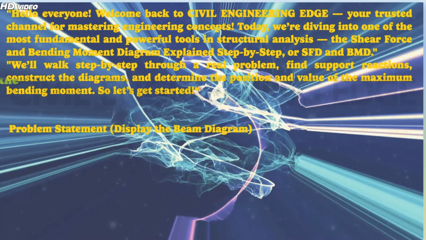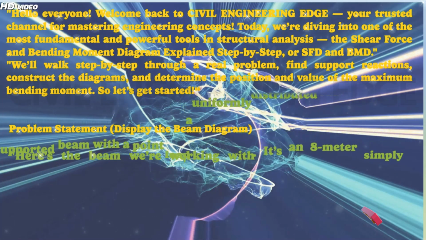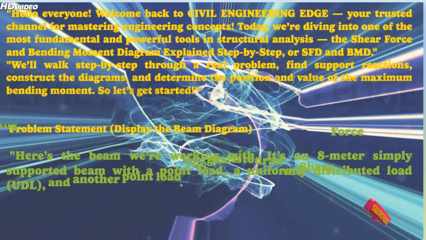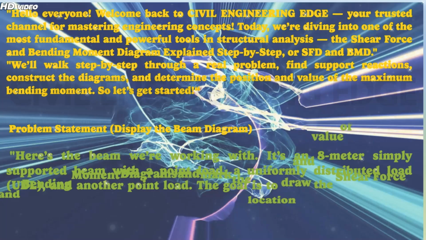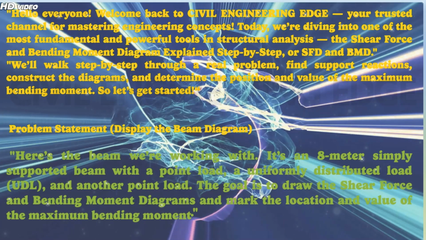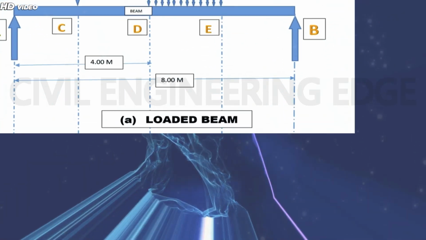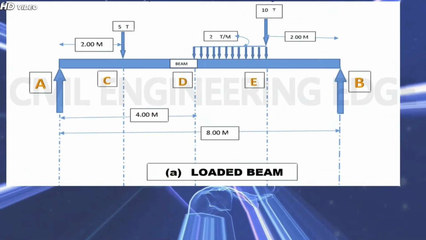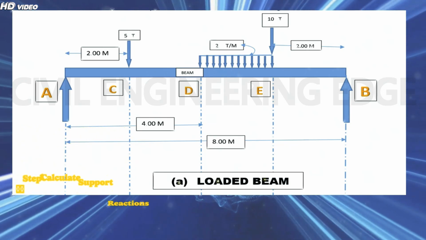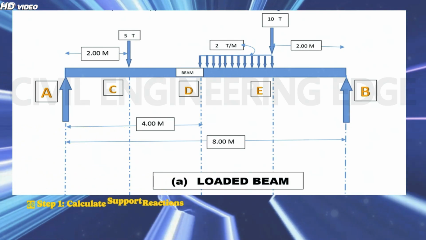Problem statement. Display the beam diagram. Here's the beam we're working with. It's an 8-meter simply supported beam with a point load, a uniformly distributed load, UDL, and another point load. The goal is to draw the shear force and bending moment diagrams and mark the location and value of the maximum bending moment.